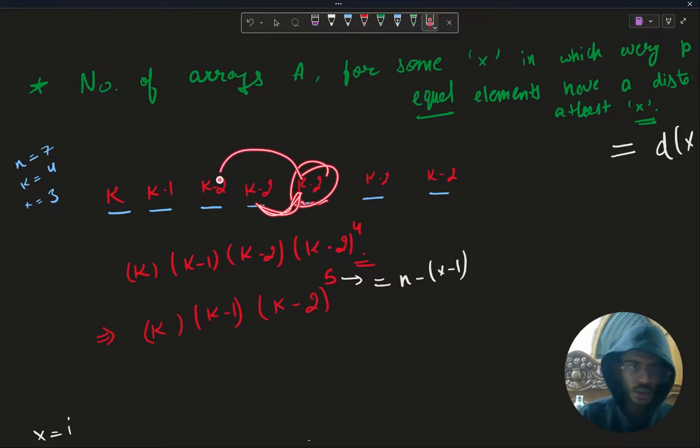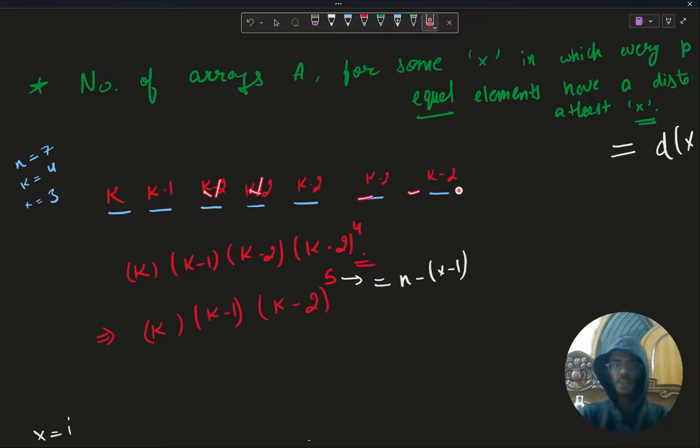These two cannot be equal, these two cannot be equal, but the rest it can be anything. So it cannot be equal to these two elements. So we have k minus 2 options, except these two, right? And similarly, for all the rest of the elements, we'll have k minus 2 options only.